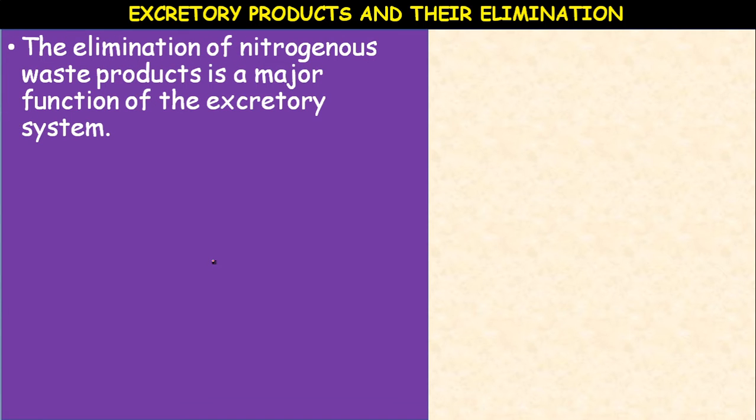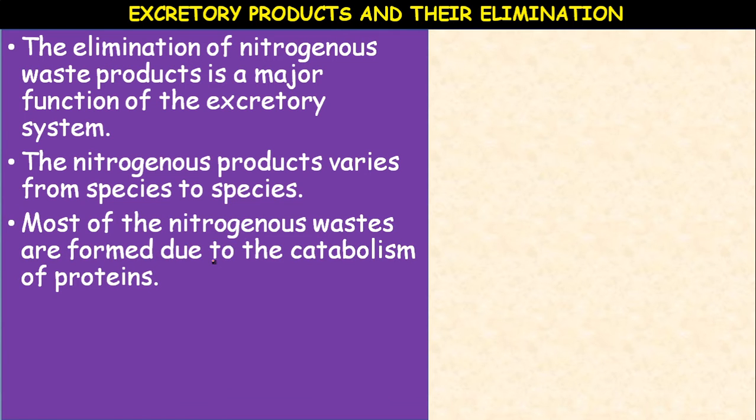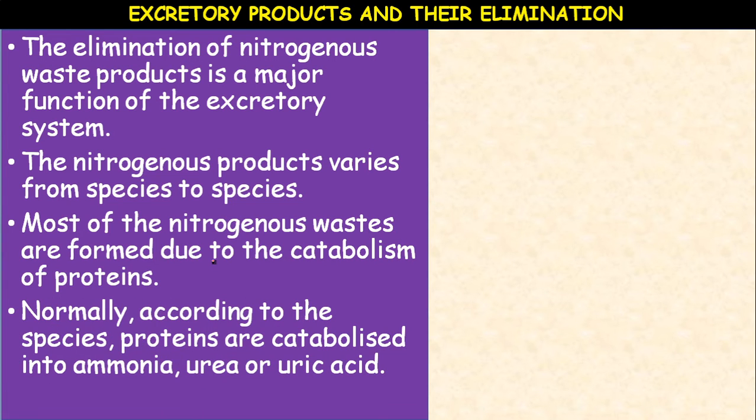So let us see. The elimination of nitrogenous waste products is a major function of excretory system. Simultaneously, the nitrogenous products vary from species to species, from animal to animal. Most of the nitrogenous waste are formed due to the catabolism of proteins, breaking down of proteins. Normally, according to the species, the proteins are catabolized into ammonia, urea, or uric acid.